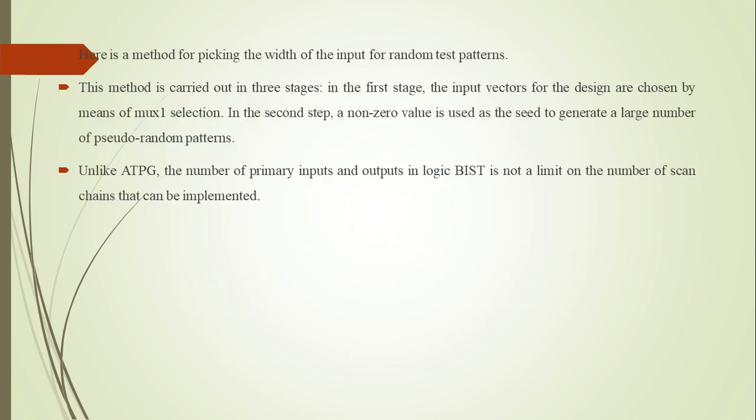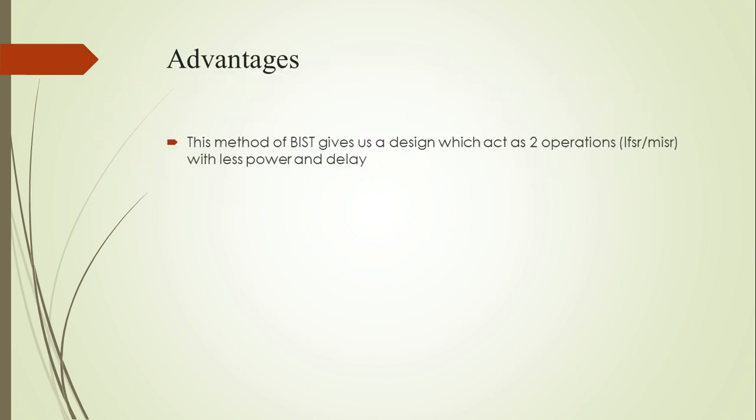The method is carried out in three stages. In the first stage, the input vectors for the design are chosen by means of Boolean selection. In the second step, a non-zero value is used as a seed to generate a large number of pseudo-random values. Here we are using a non-zero value. Unlike ATPG, the number of primary inputs and outputs in a logic BIST is not a limit on the number of scan chains that can be implemented.